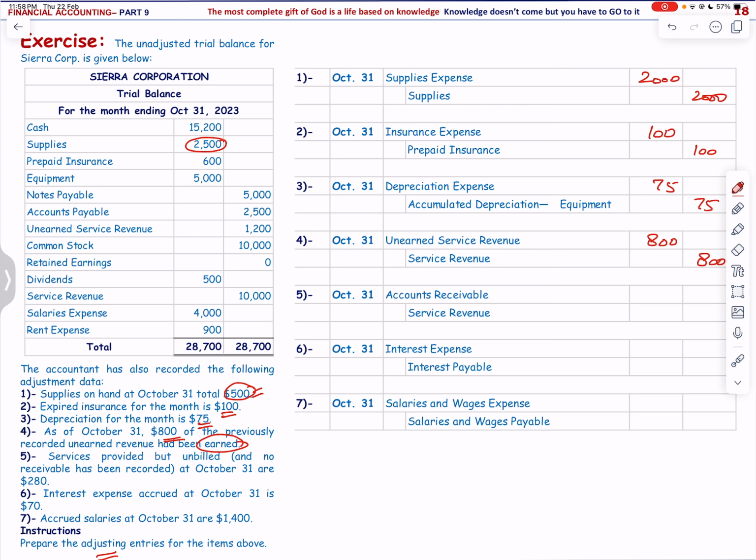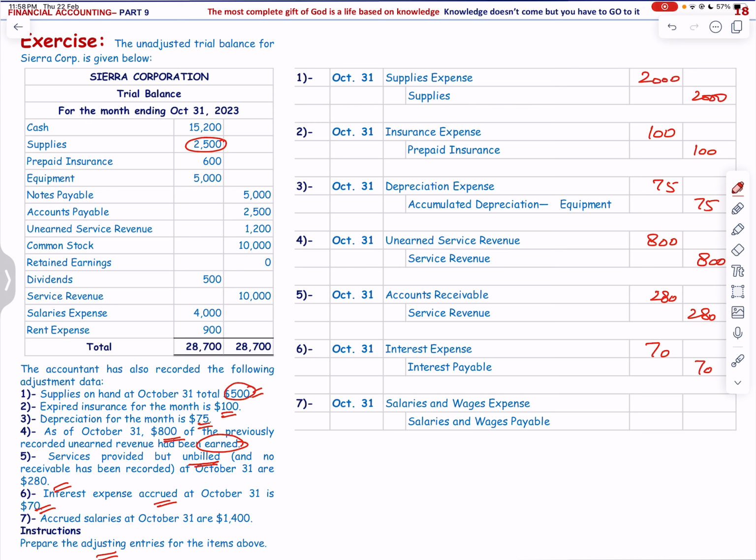Then services provided but unbilled and no receivable has been recorded are 280. So accounts receivable is debit by 280 and service revenue is credited by 280. Then we have interest expense of 70, so accrued. It is accrued. So interest expense is debit by 70 and interest payable is credited by 70.